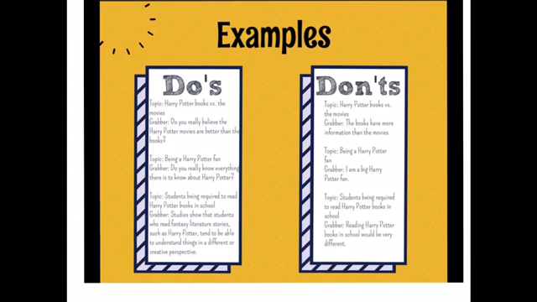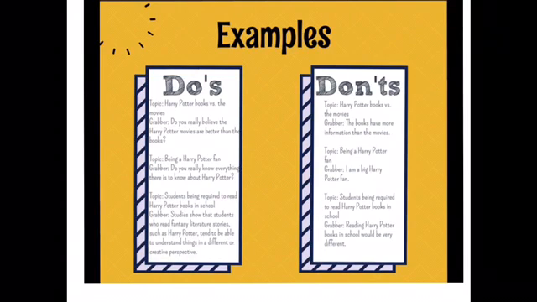Next in the do's column is a topic that says, being a fan of Harry Potter. For the grabber, it says, do you really know everything there is to know about Harry Potter? Since this is a question, it can get the reader to think and want to keep reading to find out more information about the topic. In the don'ts for the same topic, it says, I am a big fan of Harry Potter, and this can actually seem more like a thesis statement rather than a grabber, since it's showing the author's opinion or position, which isn't really the job of the grabber.